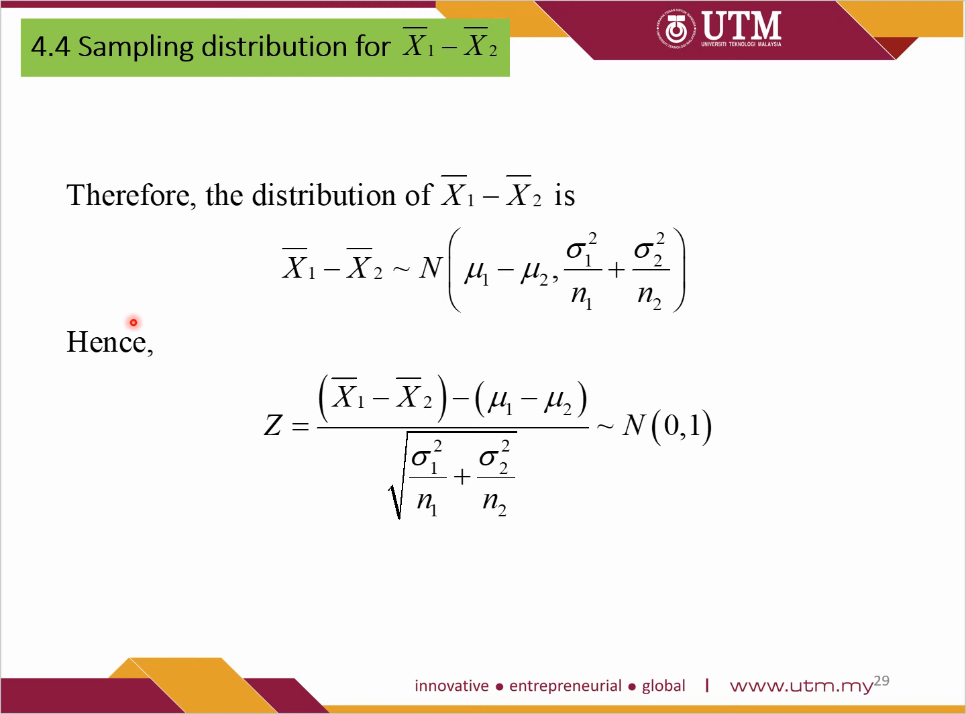Hence, we can use the standard normal distribution, given that the difference of two sample means minus mu1 minus mu2, over the square root of the variance.